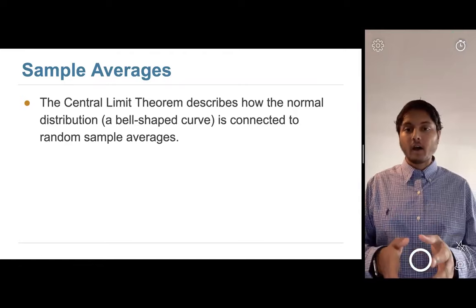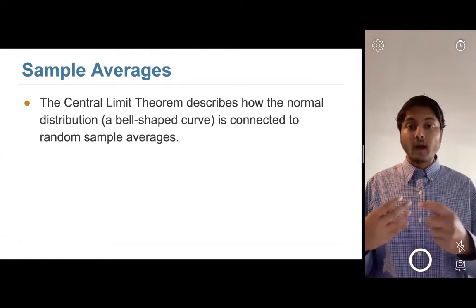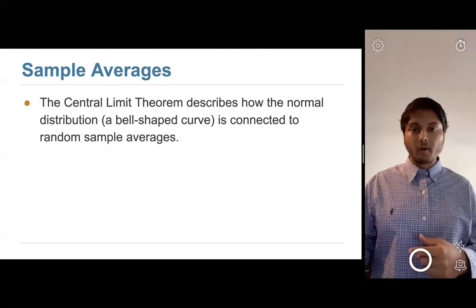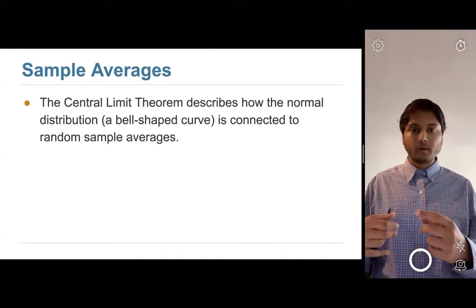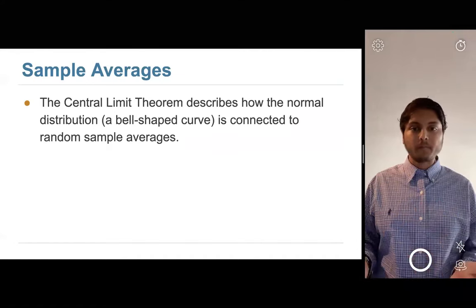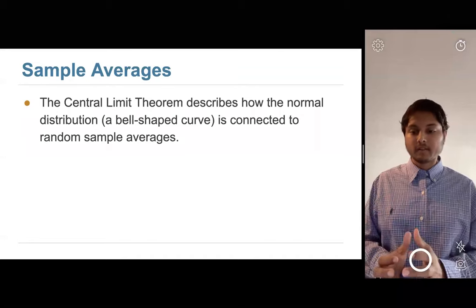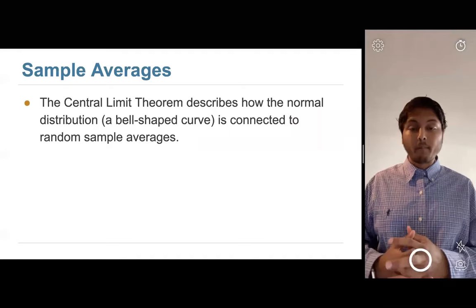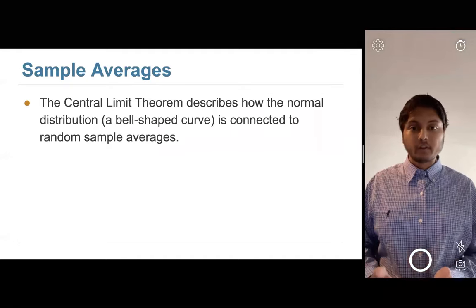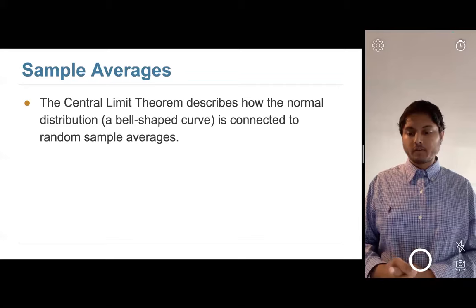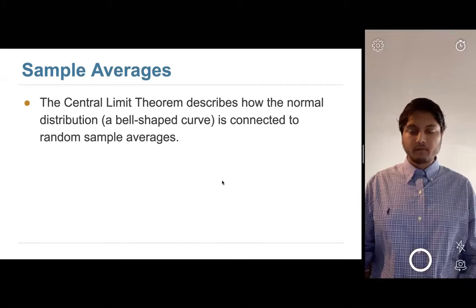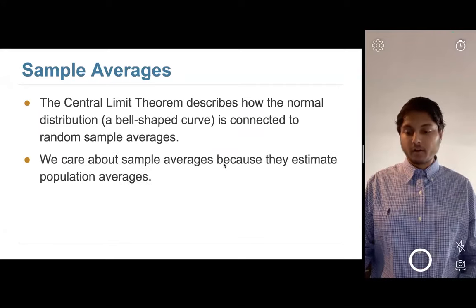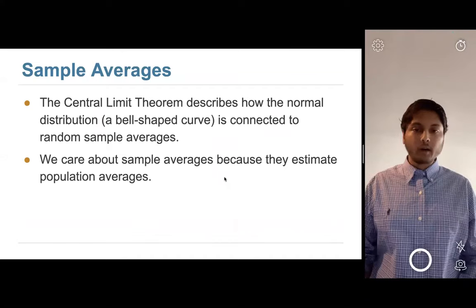So if you're trying to estimate the mean and you're using the sample average, basically sum up all the values in your sample and divide by the number of things there are, that's the sample average. If you're using that specific statistic, there are some really cool properties about it that you can use to your advantage. That's related to the central limit theorem, basically. It's talking about how you can use that with the normal distribution. And again, why do we care about sample averages? Because that's how we estimate population averages.